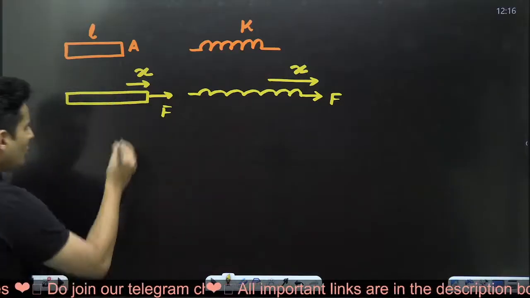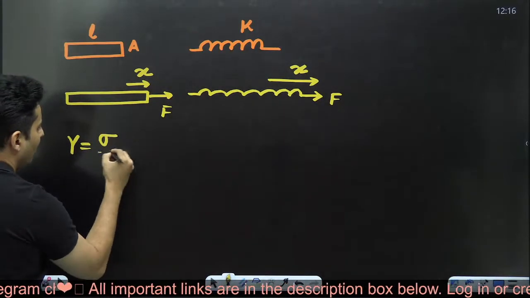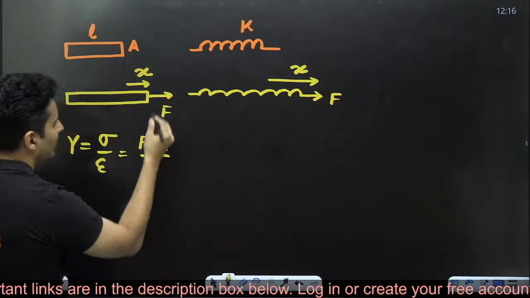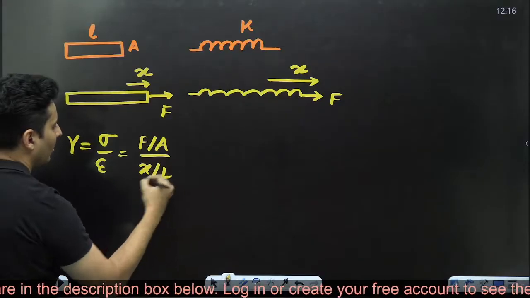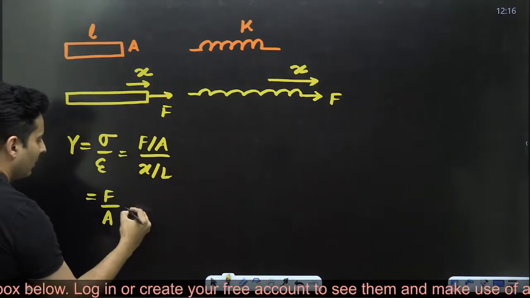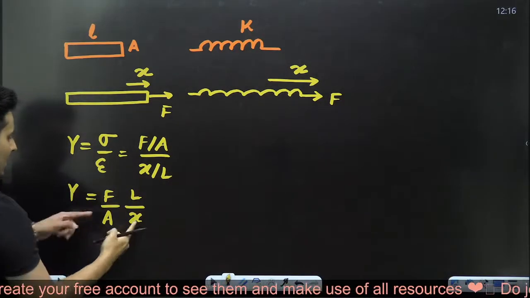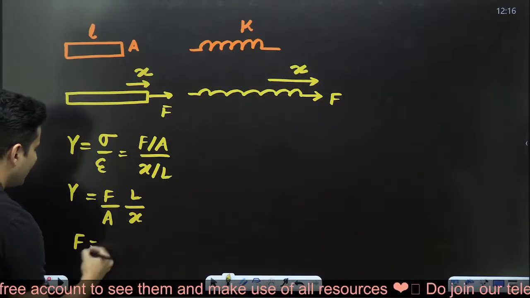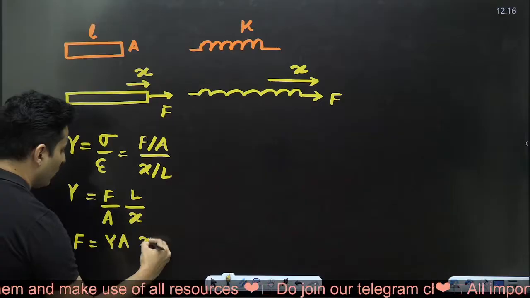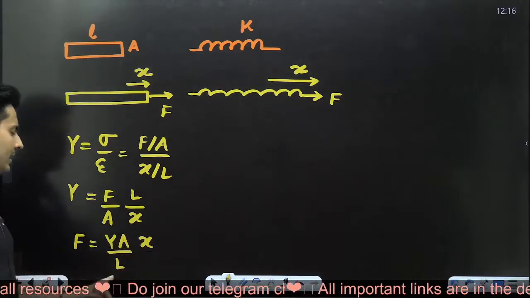Let's do a small comparison between the two and you will understand what I am talking about. Over here, Young's modulus is stress by strain. Stress is force per unit area. Strain is the change in length upon original length. Let's rearrange it. F by A will come down, X and L will go on the top. Rearrange it further. You will get F is equal to Y, A on the top, X also on the top, L below. F is YAX by L.